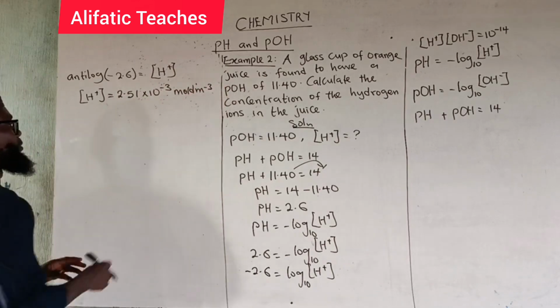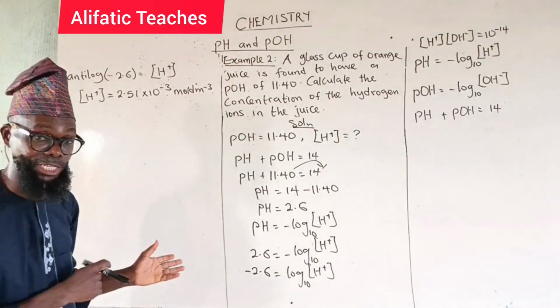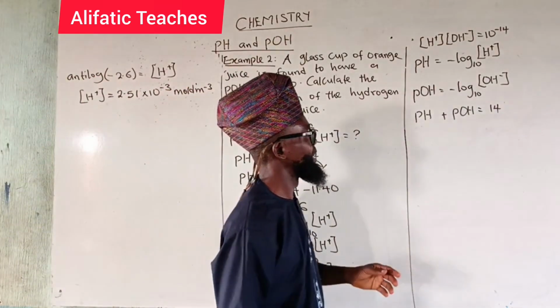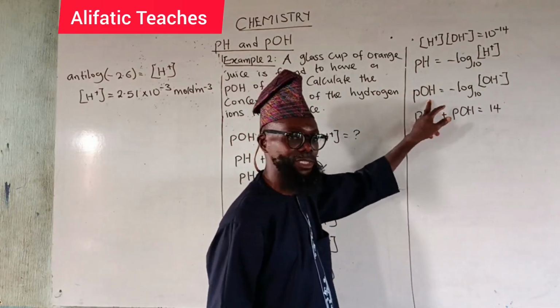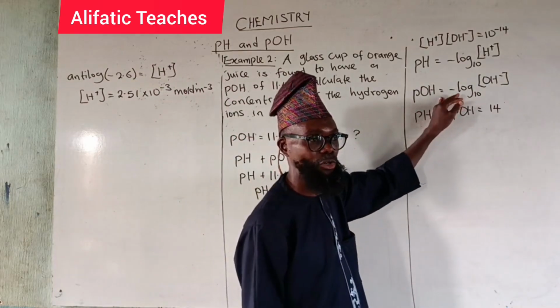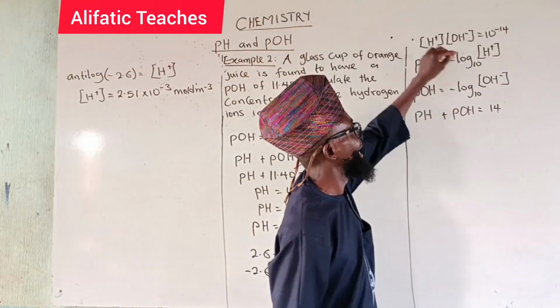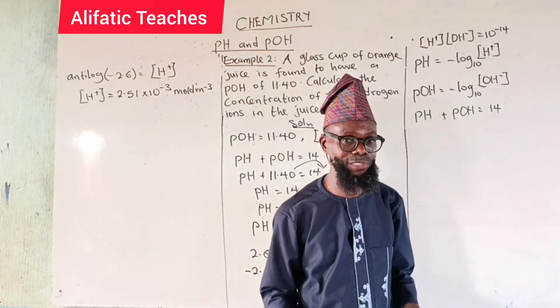In this case, we are able to get the concentration of the hydrogen ion in the juice. You can as well start your calculation with the pOH. Since you are given the pOH here, you can use it to get the concentration of hydroxyl ion, then apply this equation, and you can also get the concentration of hydrogen from there.